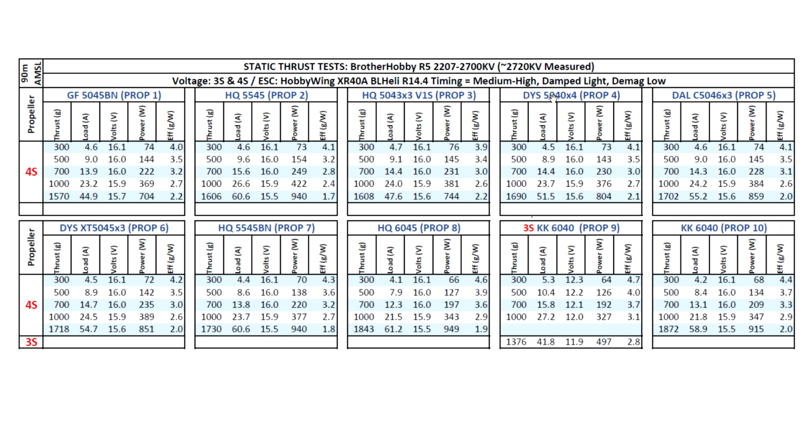So then the next one, the 5040x4. I don't know if anybody's flying this anymore. I don't see that many people flying this 4-blade prop, so in case some people are interested. You don't gain that much more thrust, and the amps go up a little bit compared to the 5043. So then the next one, the DAL C5046.